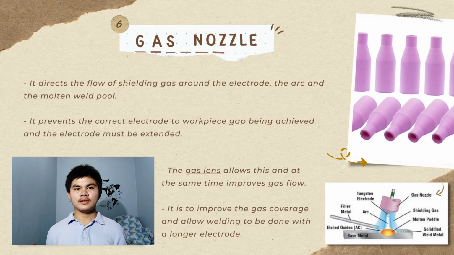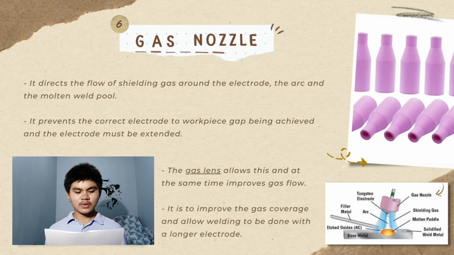I am JM Paano and I'm the one to report the ceramic gas nozzle. The nozzle directs the flow of a shielding gas around the electrode, the arc, and the molten weld pool. Ceramic gas nozzles are brittle, and repeated heating and cooling makes them more fragile. A gas lens may be fitted to some torches when working into tight corners, fillet joints, to improve the gas coverage and allow welding to be done with a longer electrode.